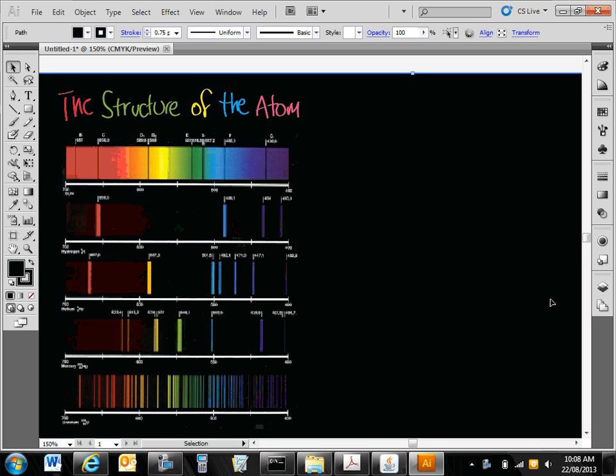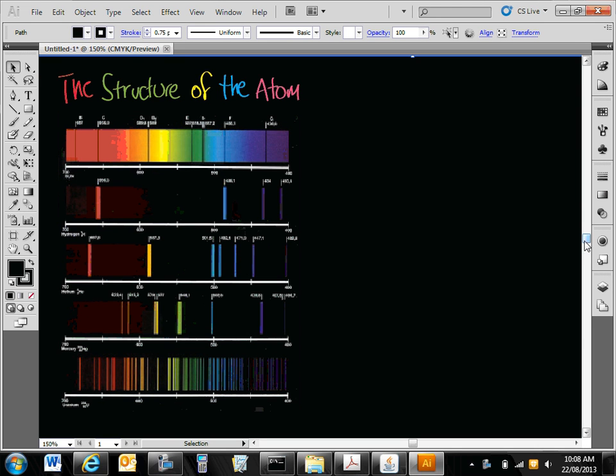The structure of the atom. We're going to look. A nice way to introduce it is to look at the neon light, and that neon light emits certain frequencies.